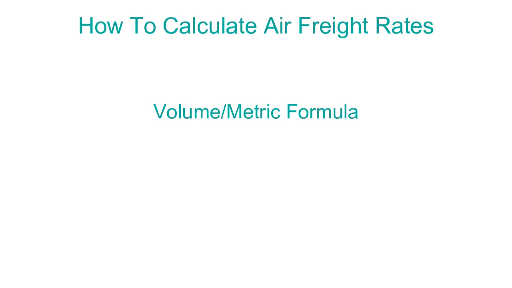And the volumetric formula is 6,000 cubic centimeters is the equivalent in weight to 1 kilo. Okay, volumetric. 6,000 cubic centimeters is the equivalent of 1 kilo in weight. So you have actual weight. That's when you put the box or boxes on a weighing scale, actual weight. But then you have possibly a volumetric weight for the same cargo.